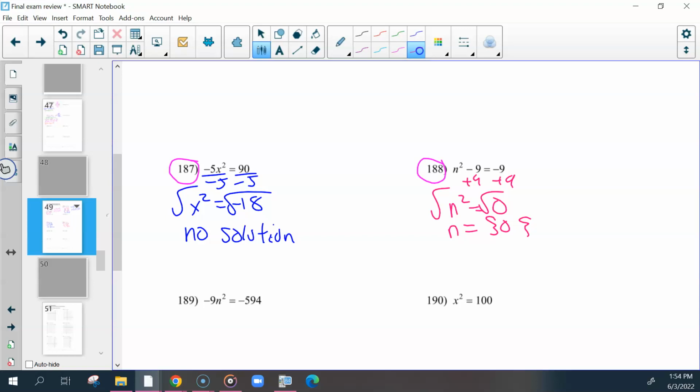Say it again. 90 divided by 95 is negative 18. Are there any other problems on this page we want to see or go over?